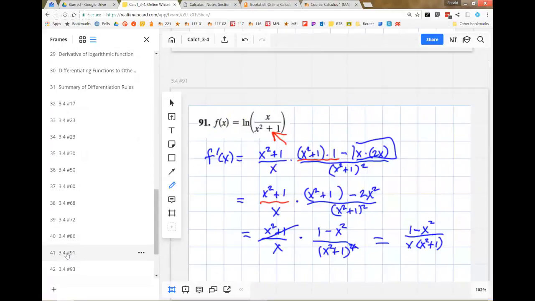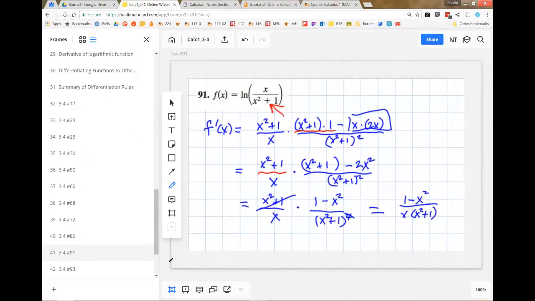Take a look at 91. So here we have, again, a natural log. But this is the first time we've seen the natural log of a fraction. So how do you take the derivative of a natural log? It's 1 over that thing. Can all of you see that's what this is here?